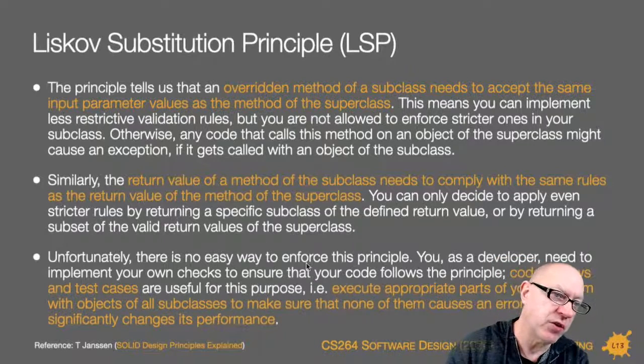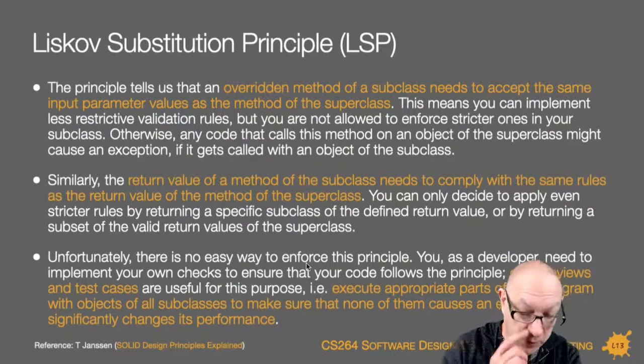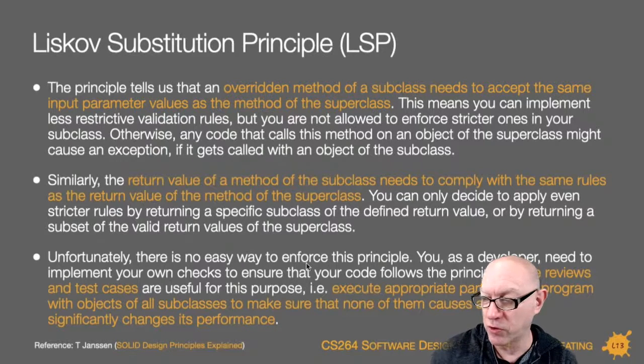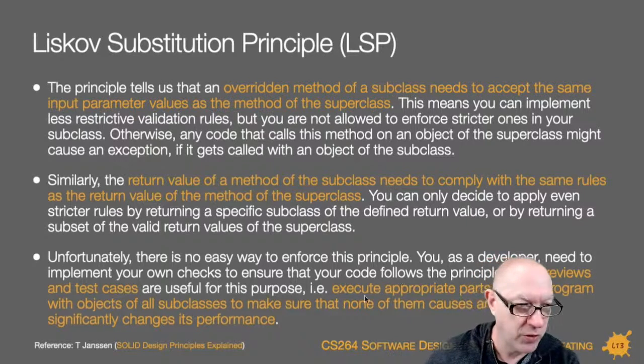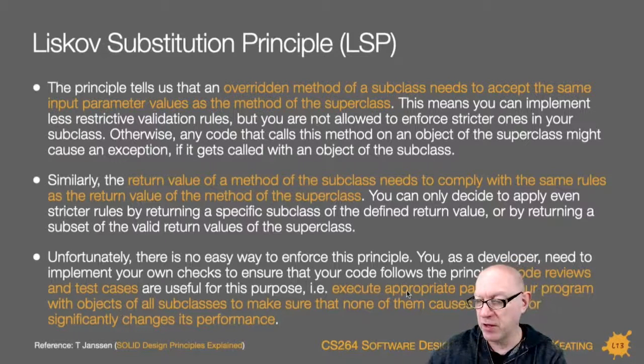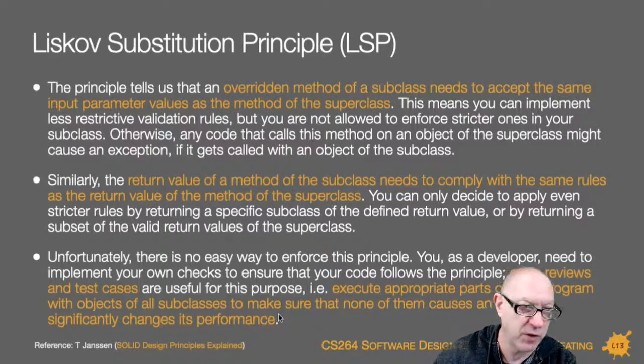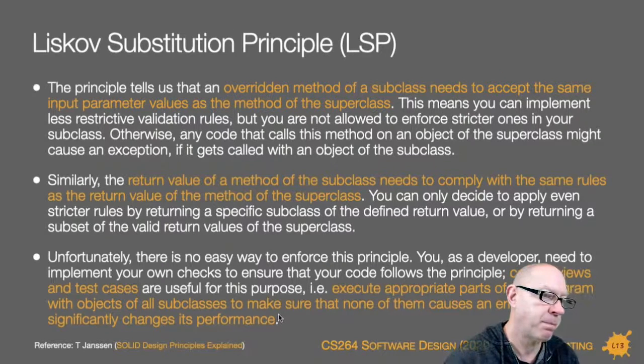Enforcement is always an issue. How do you know you've got good design? Well, you can just check it and see. That's down to you as the developer: you need to implement your own checks to ensure that your code follows the principle. You can do this with code reviews and test cases, which are really useful for this purpose. In other words, execute appropriate parts of your program with all objects of all subclasses to make sure that none of them causes an error or significantly changes the performance. And you have to do that kind of manually.